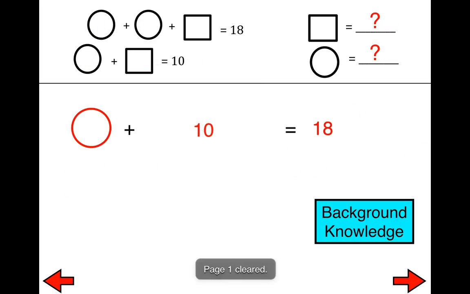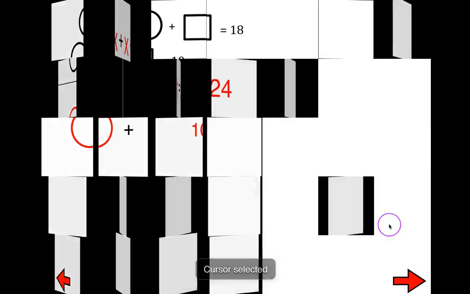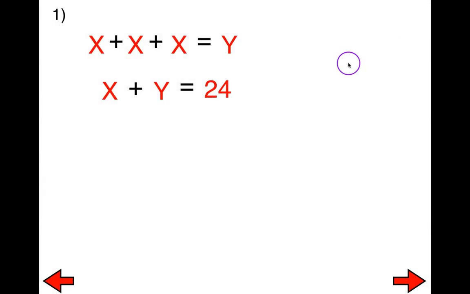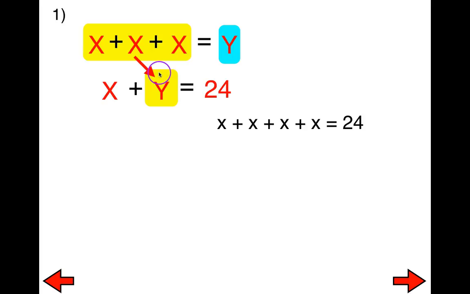Okay, so now for today, what you're going to notice is we're not going to be using shapes anymore. We're going to actually use variables. So here it says x plus x plus x equals y, and x plus y equals 24. Well, first of all, I know that y equals 3 x's. So what I'm going to do is take these 3 x's and replace this y right here, since I do know that y equals 3 x's. So I'm going to go ahead and substitute that in.